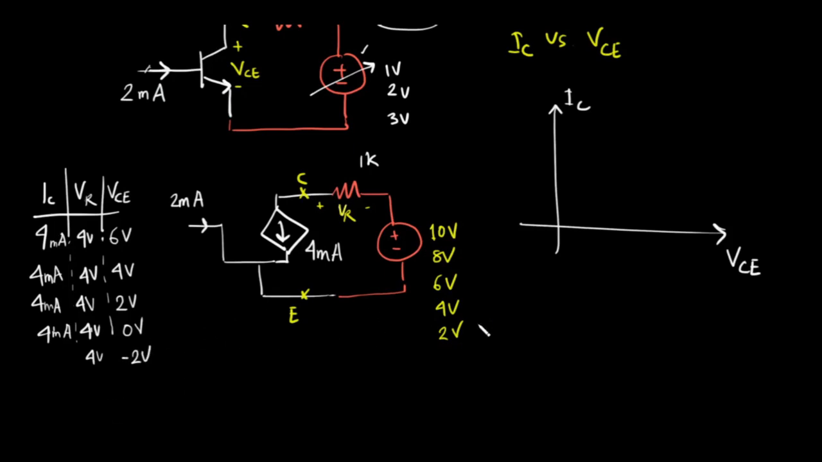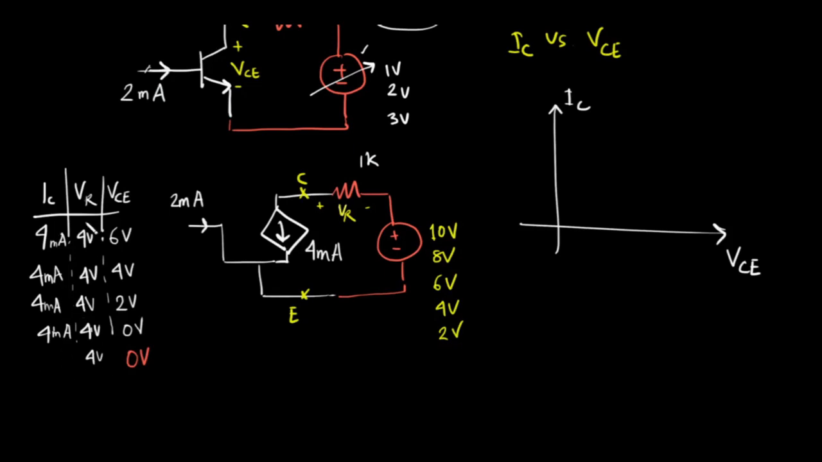Because how do we find VCE? We subtract VR from the supply voltage, so we have to subtract 4 volt from the 2 volt. But this cannot be the case, because VCE cannot go negative. Going to negative voltage means the transistor is not consuming voltage, it is starting to supply voltage, and we already know that a transistor cannot supply voltage. So what will happen at this point? If I decrease the voltage even further, VCE will remain constant at 0 volt.